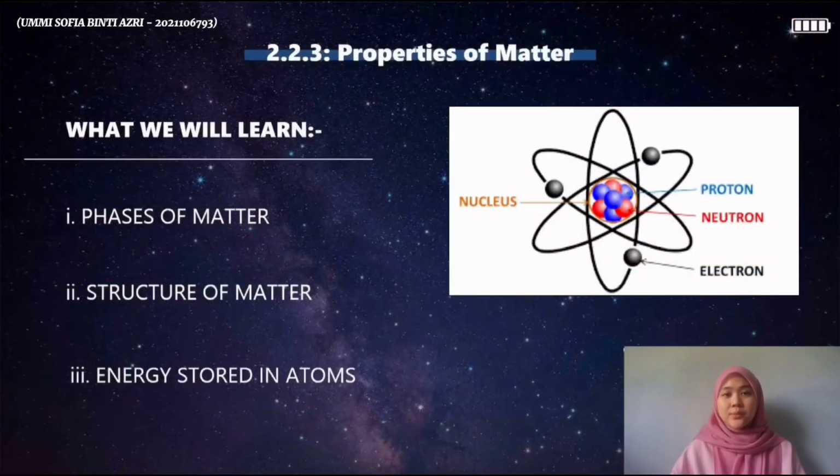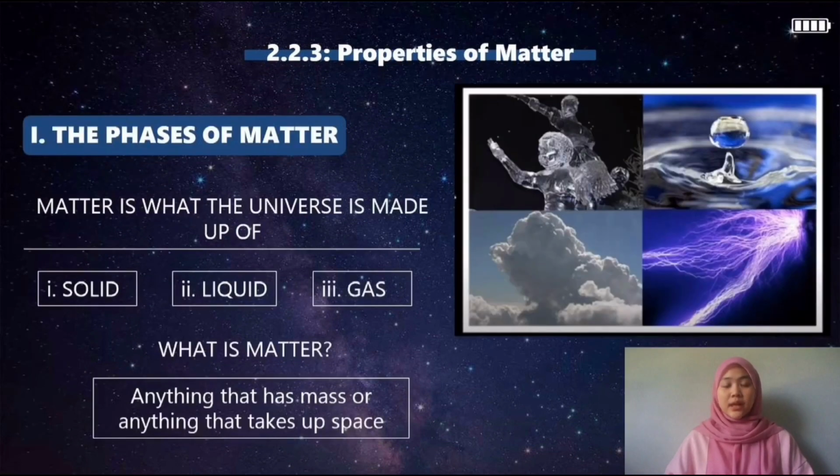We will go to the properties of matter. In this topic, we will learn about three subtopics: the phases of matter, the structure of matter, and lastly, the energy stored in atoms. Matter is what the universe is made up of. As we can see in the picture here, there are four phases of matter. We have solid, ice, which is water in a solid form. Next is liquid water. And next we have gas, a lot of water suspended in the air. So that is what the universe is made up of.